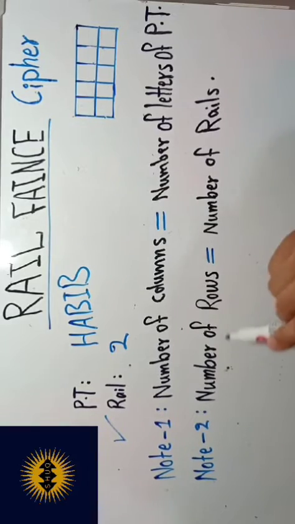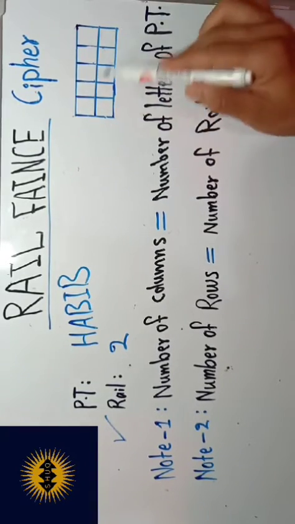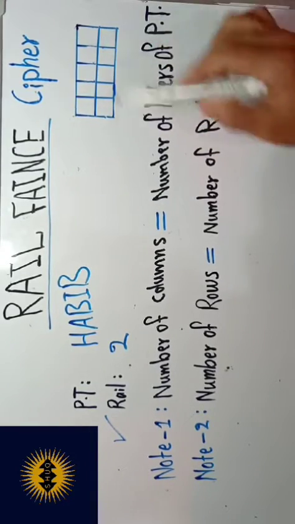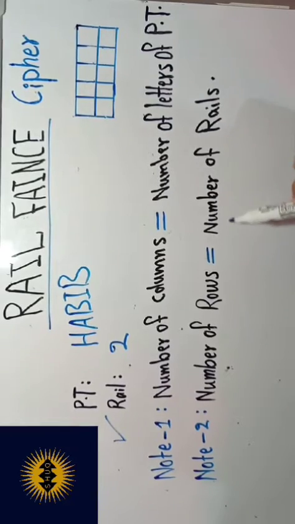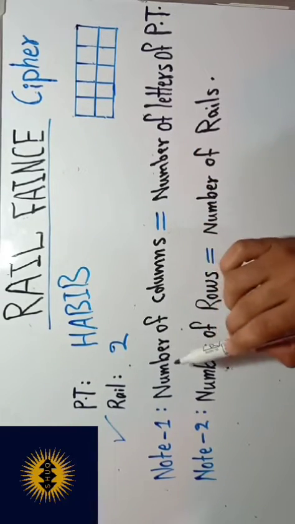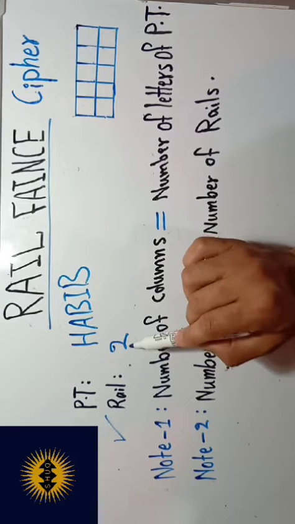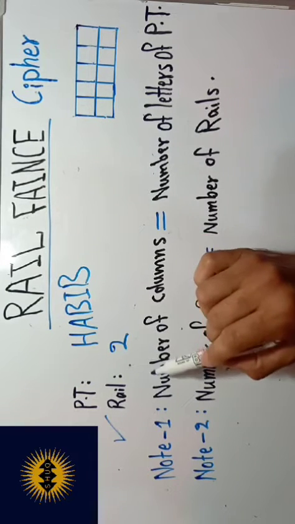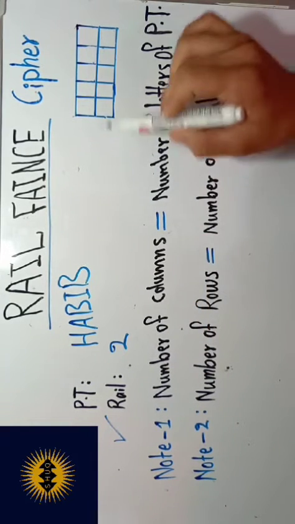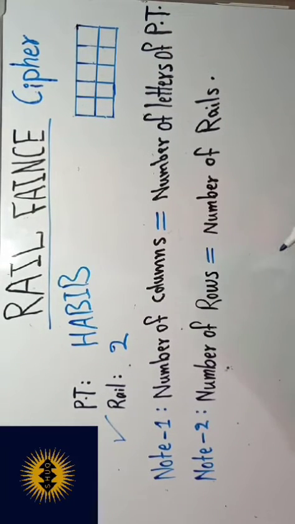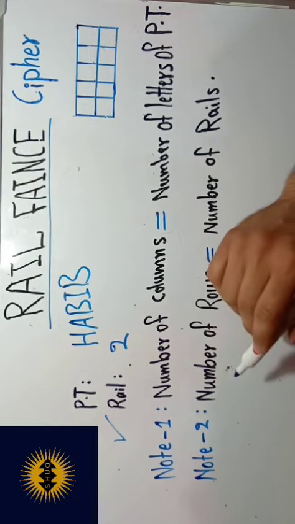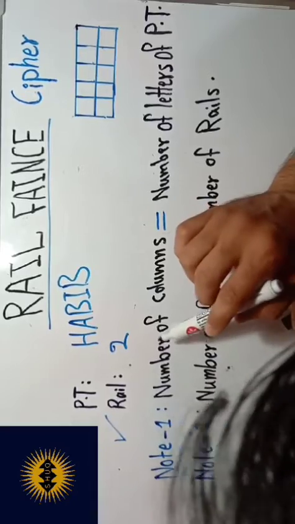The next thing is the number of rows. These are rows. The number of rows should be equal to the number of rails. Our rail size is 2, so the number of our rows should also be 2. So now let's start the main operation for doing encryption in Rail Fence Cipher.